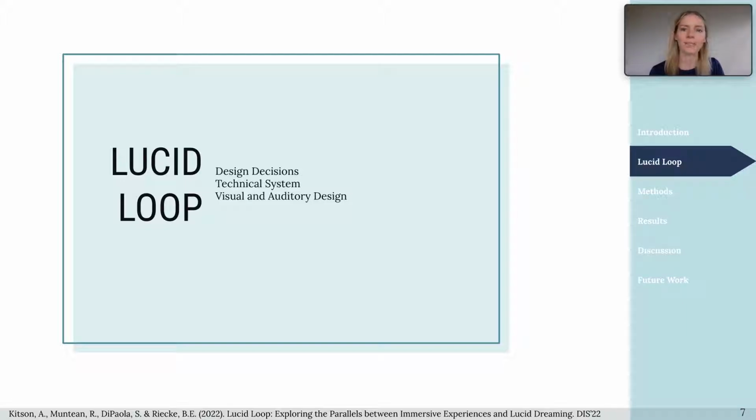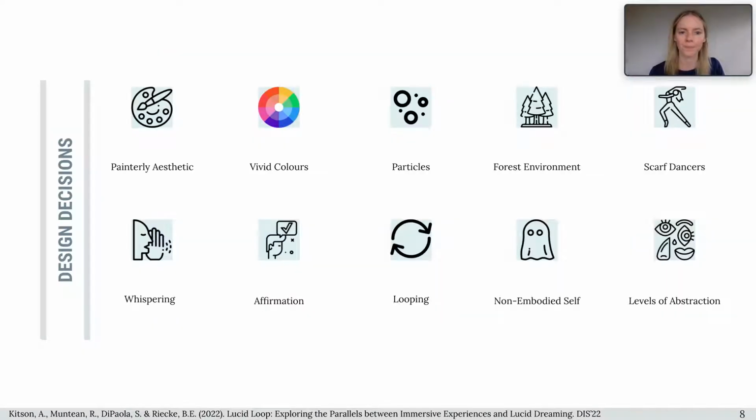So we set out to design Lucid Loop. We looked at a wide range of previous literature and interviews with lucid dreamers describing their experiences. We came up with 10 design elements to put in Lucid Loop: painterly aesthetic, vivid visuals, particles, forest environment, scarf dancers, whispering, affirmation, looping, non-embodied self, and levels of abstraction.